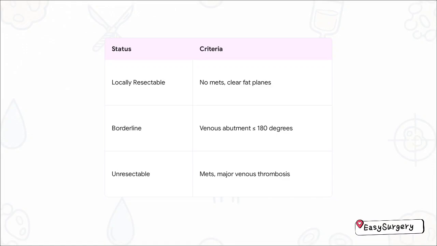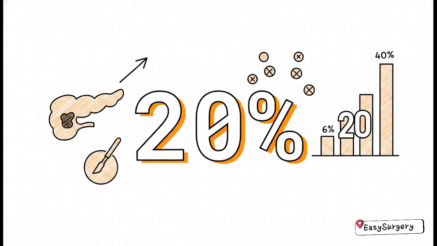Borderline resectable means there might be some venous involvement, but it's reconstructable, or the SMA abutment is 180 degrees or less. But if you see distant mets, major venous thrombosis, or full encasement of those major arteries, unfortunately, that is unresectable. Survival stats for PDAC are tough.